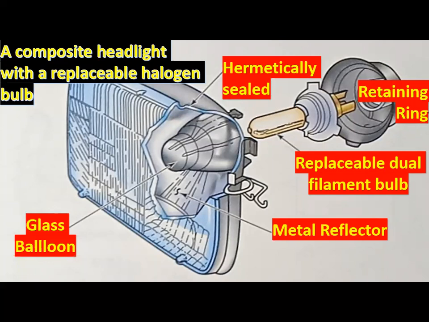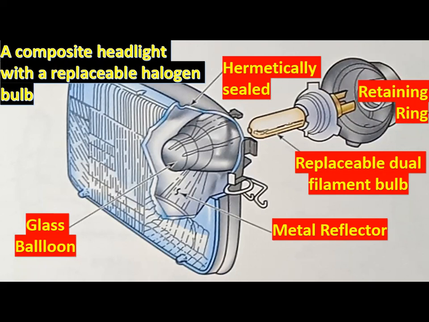Halogen is a term for a group of chemically related non-metallic elements, including chlorine, fluorine, and iodine. The tungsten filament can withstand higher temperature and burn brighter because of the halogen added to the bulb. Halogen headlights produce approximately 25% more light compared to seal beam headlights.